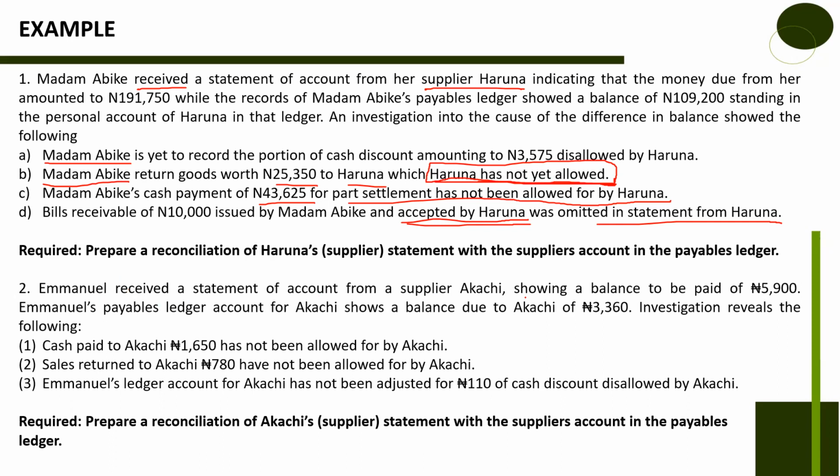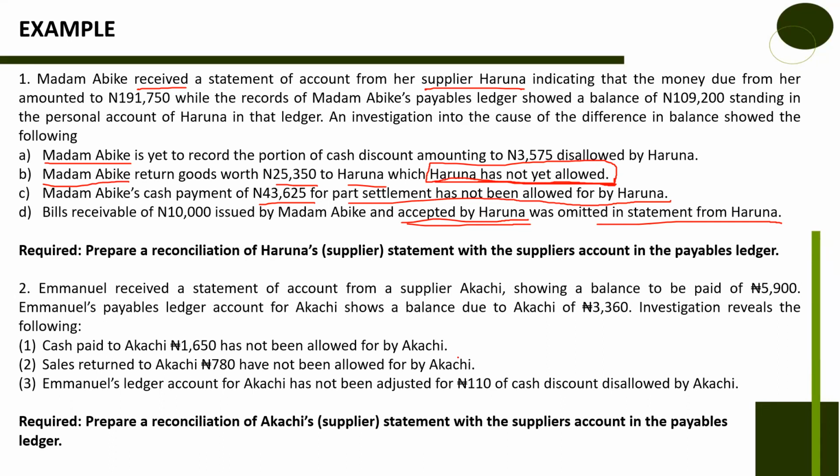Emmanuel received a statement of account from customer Kachi showing a balance to be paid of 5,009. Emmanuel's payable ledger for this shows this. You first of all do this statement of account and this ledger. Then you start posting all this. First thing is to know which statement I am using. Am I posting into the supplier statement, or into the ledger? Once I find that out, I ask: is this thing that happened increasing the amount I'm owing, or reducing the amount I'm owing regarding that particular statement or ledger that I want to post into? Then that will give you how to know.